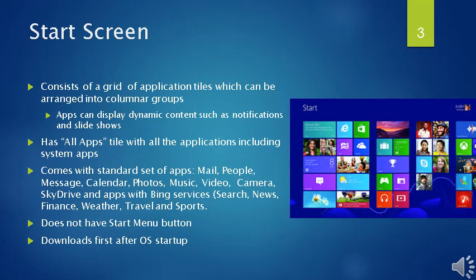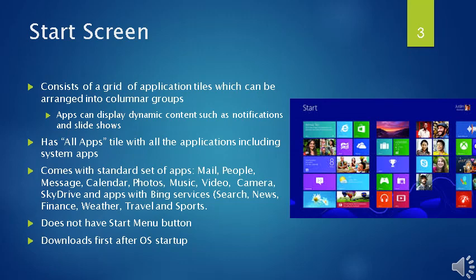Windows 8 offers a standard set of applications which the user may modify. These are Mail, People, Message, Calendar, Photos, Music, Video, Camera, SkyDrive, and applications with Bing services. So the user can move applications on the Start Screen, add new ones, delete the old ones, set dynamic and other features of applications, and many more.